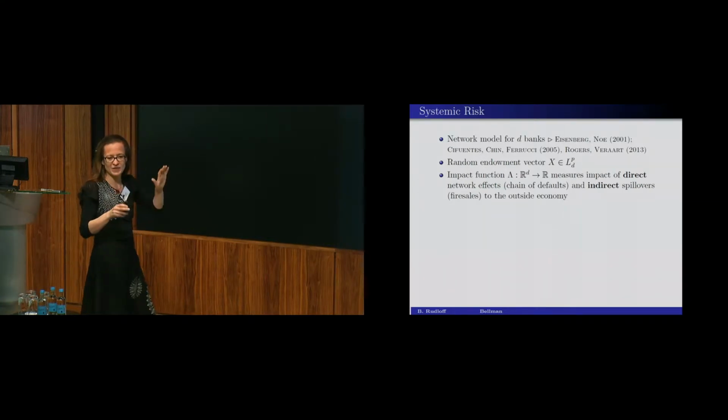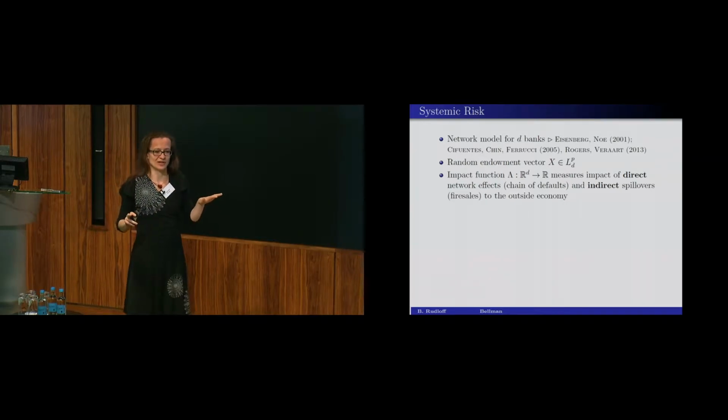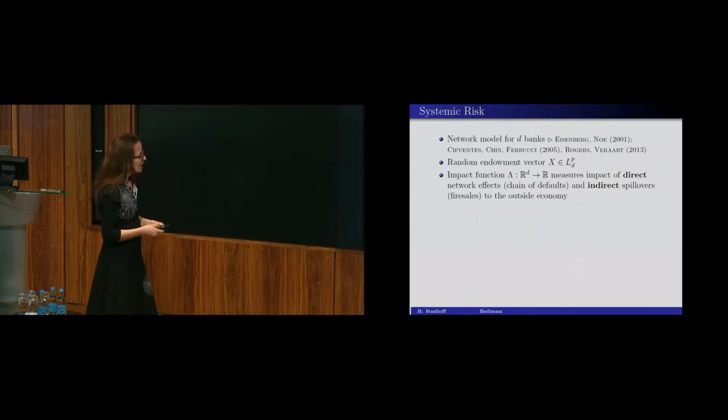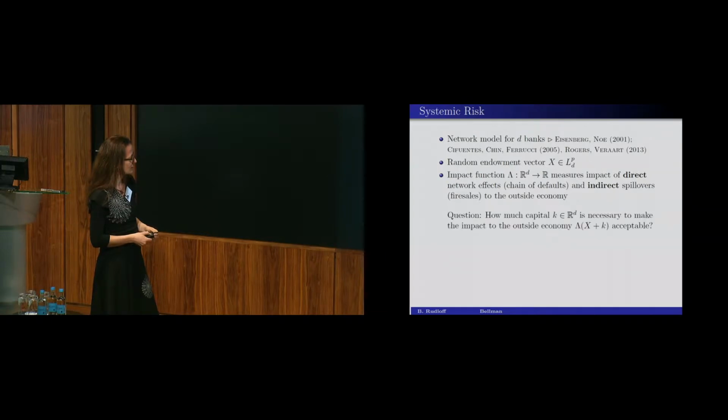But there are very different examples in the literature. On a generic level, you can think of this as a function modeling how the system impacts society. It can come from direct network effects, like in the Eisenberg-Noe framework, but it can also include indirect spillover effects from the more recent papers.